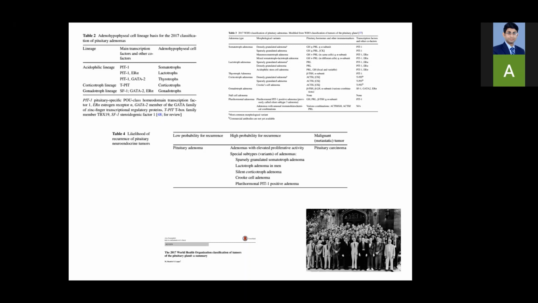You will see that it is a lineage-based classification based on immunohistochemistry. In the absence of immunohistochemistry, transcription factor analysis needs to be done. But due cognizance has also been paid to certain histological subtypes, seen in the middle, such as the sparsely granulated variant, the lactotroph, the Crook cell, which are at a higher risk of recurrence. So overall, this is quite a complicated classification and not really intuitive.